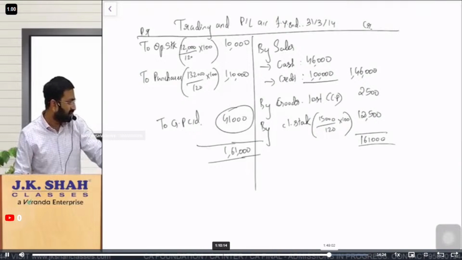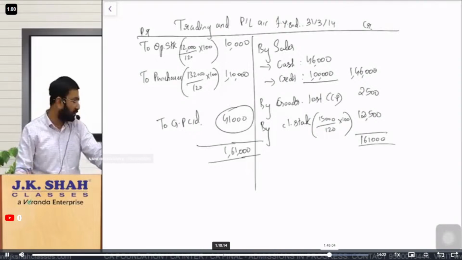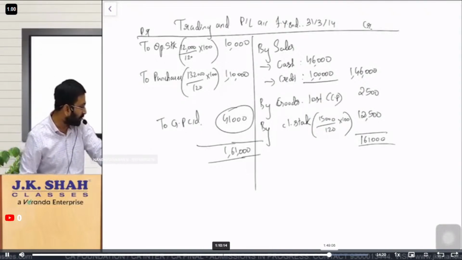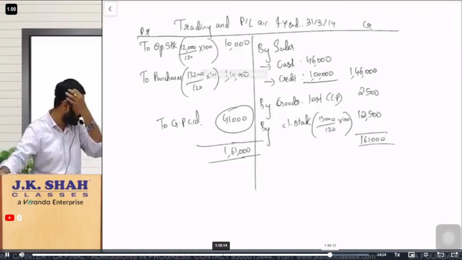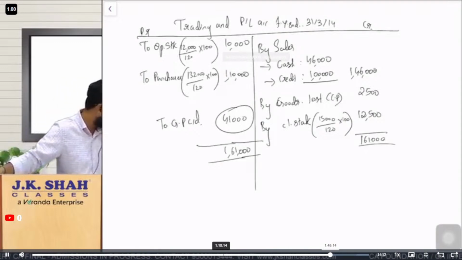For credit sales, don't remove the 15% discount there. 15% discount will be given for prompt payment. That you don't remove from sales here. That is cash discount. You cannot reduce it from the sales value.